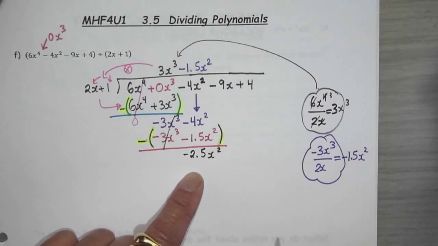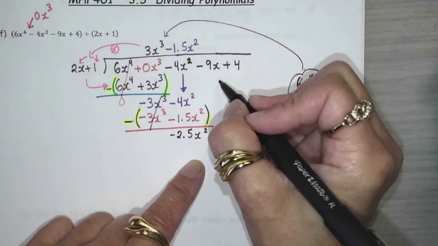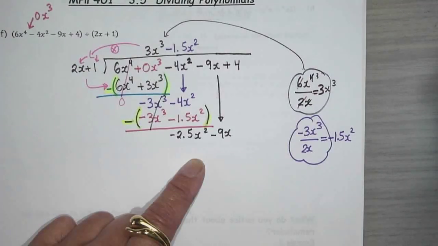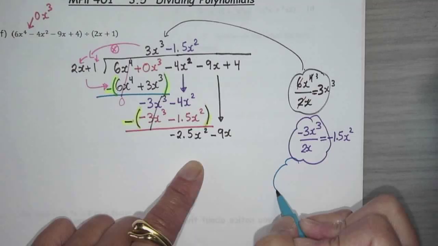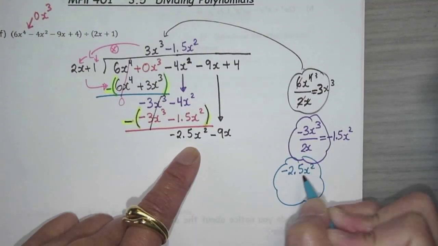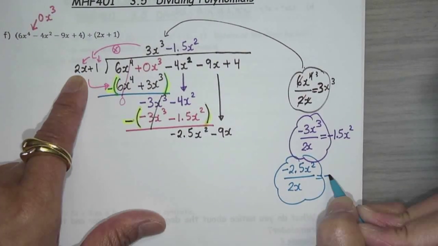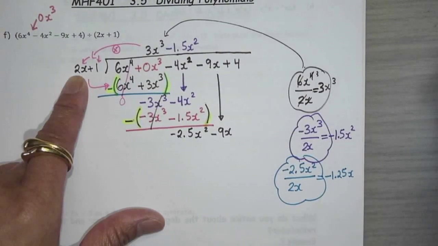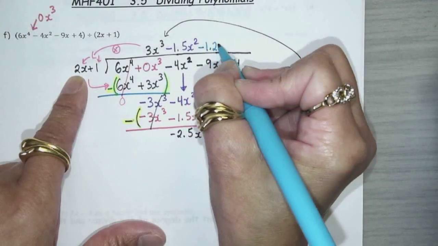Okay, and again, you can leave that as a fraction, right? If you don't like it, then I'll let you go to decimal. So drag this one down. Okay, next one, we're going to grab this, and we're going negative 2.5x squared divided by the 2x. And that gets me negative 1.25x, right? 2.5 divided by 2. So there we're going to go negative 1.25x.